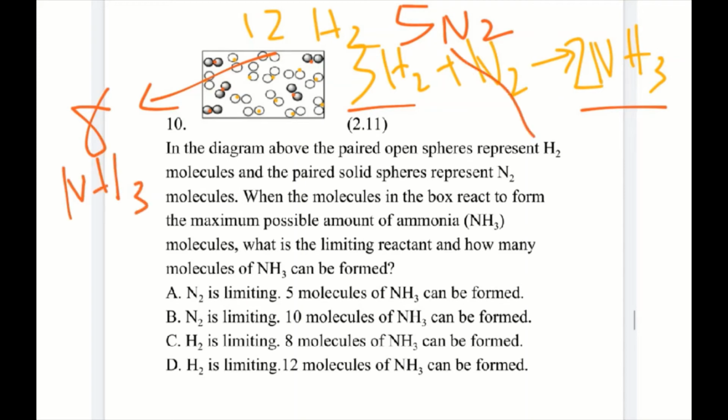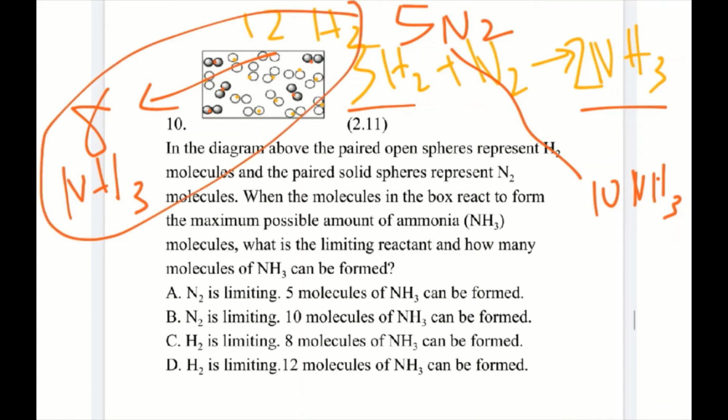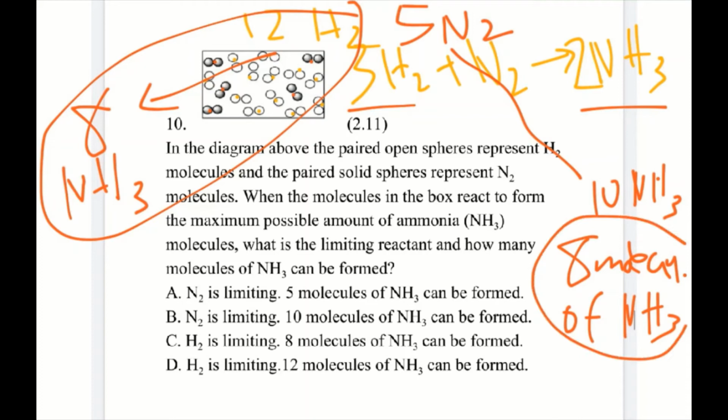And 5 N2s can create twice as much NH3, so it would be 10 NH3. And it seems like our limiting reactant is our H2. So we will produce at most 8 molecules of NH3. Because of this, that's the maximum amount we can produce, and H2 is our limiting reactant. So it seems like C is our answer.